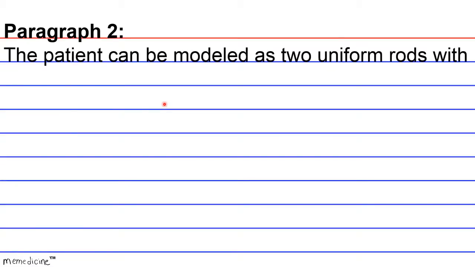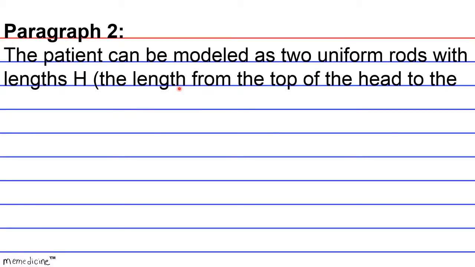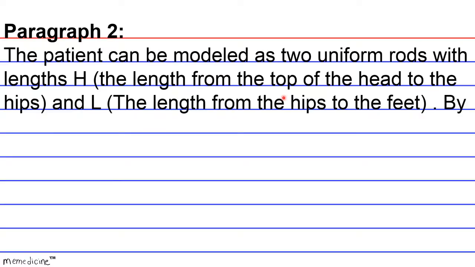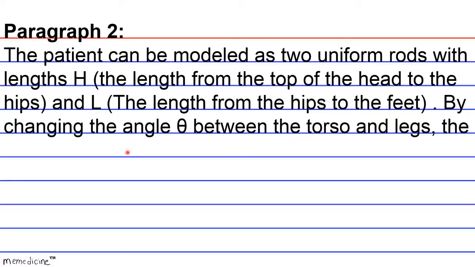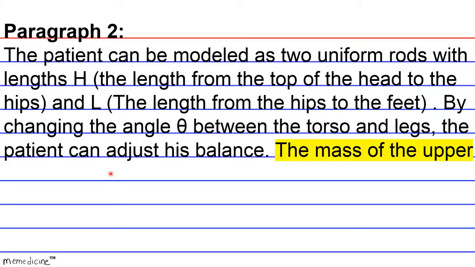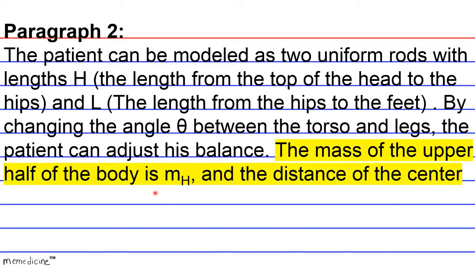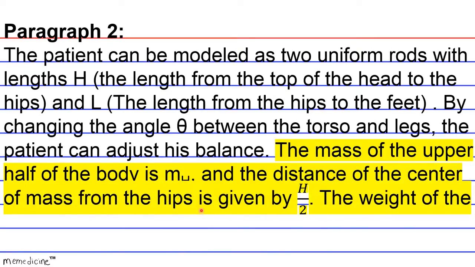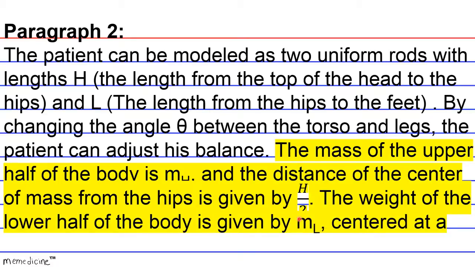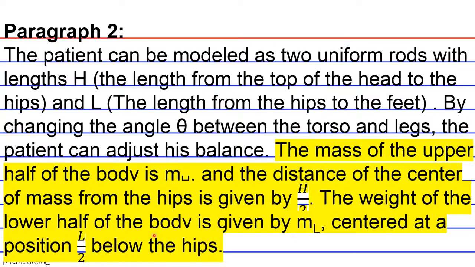Paragraph 2. The patient can be modeled as 2 uniform rods with H, the length from the top of the head to the hips, and L, the length from the hips to the feet. By changing the angle between the torso and the legs, the patient can adjust his balance. The mass of the upper half of the body is M sub H, and the distance from the center of mass to the hips is given by H over 2. The weight of the lower half of the body is given by M sub L, centered at a position L over 2 below the hips.